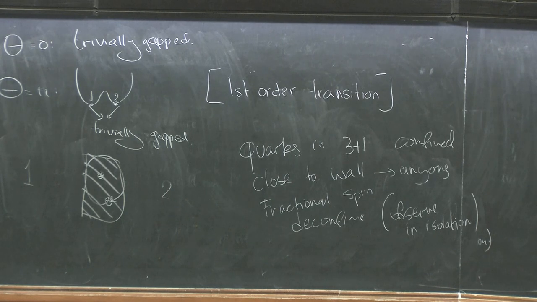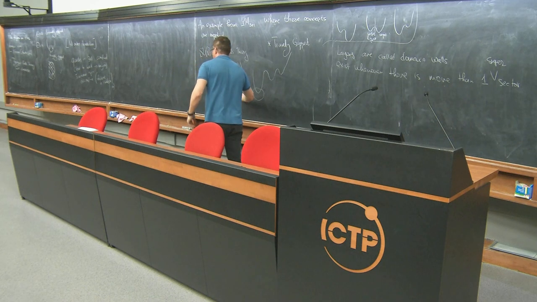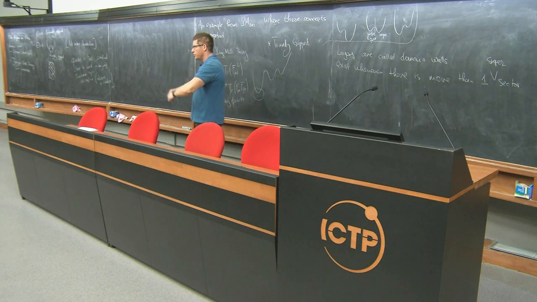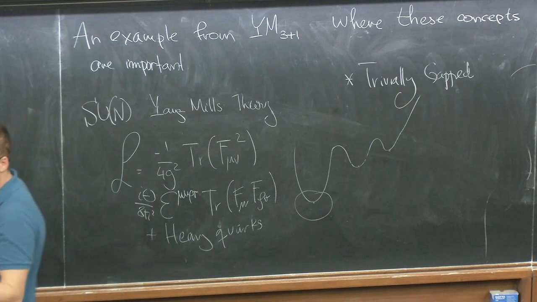Correct, these are probe quarks. So if you want, I can add heavy quarks. If you want what I'm saying to be perfectly concrete, just add heavy quarks here. Heavy dynamical quarks. So they don't fluctuate, but you can excite them and then check their statistics. Like a top quark.